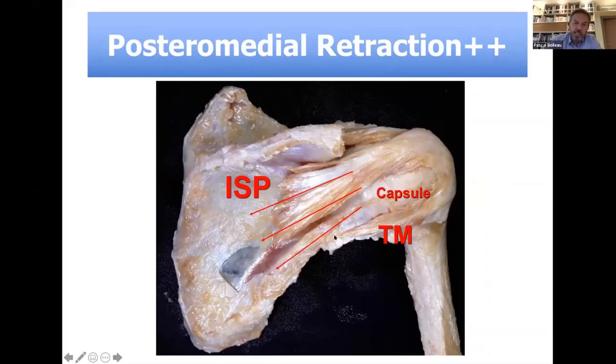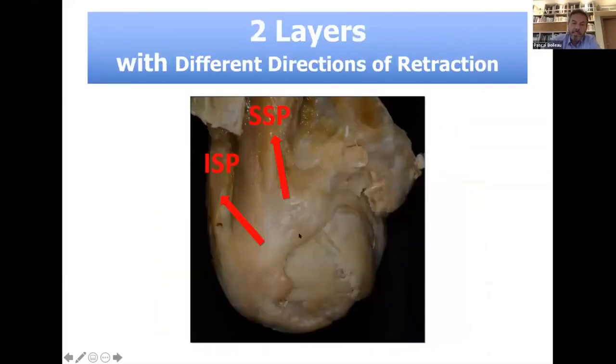But more importantly, what you have to realize is that the direction of the retraction of the tendon of the infraspinatus is not medial, it is posterior and medial. And this is very important to understand because it means that when you have a cuff tear like this, there are two different retraction tendons that you have to manage. The retraction of the supraspinatus is medial. There is no discussion about that.